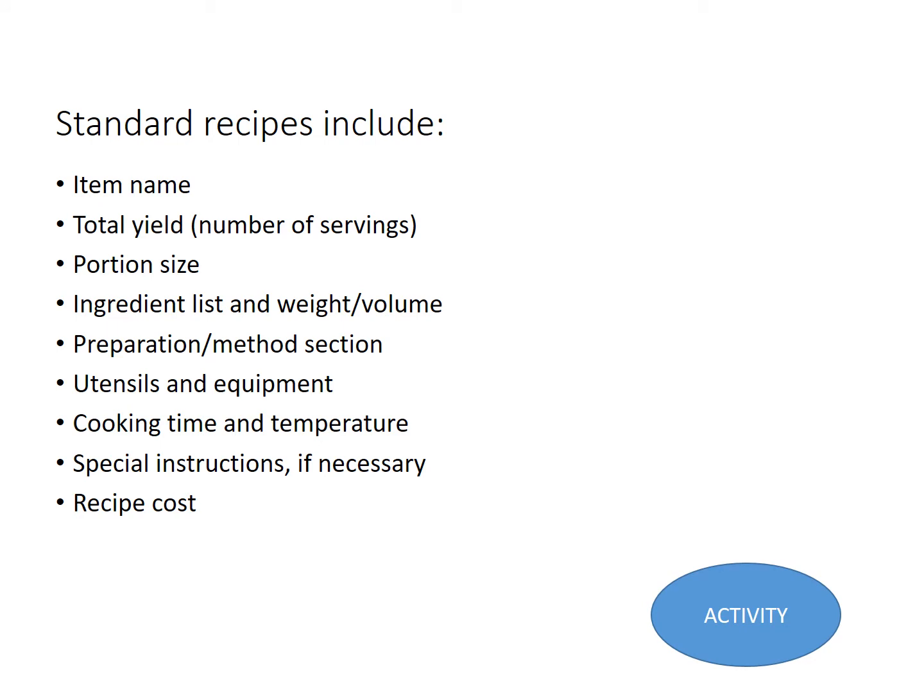If we look at standard recipes, these should include the item name, the total yield, the yield in terms of the number of servings, the portion size, the ingredient list with weight and volume, and the preparation method and section, utensils and equipment that should be used. How long should it take, and what should be the temperature? Are there any special instructions? And what is the total recipe cost? So again, standard recipes should include all of these items.